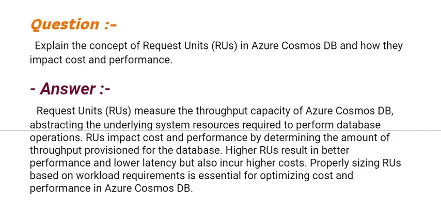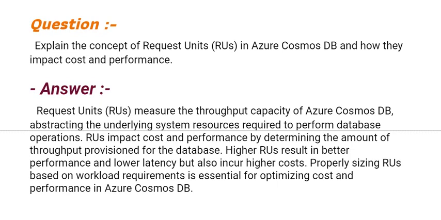Our next question is, explain the concept of request units (RUs) in Azure Cosmos DB and how they impact cost and performance. Your answer should be, request units (RUs) measure the throughput capacity of Azure Cosmos DB, abstracting the underlying system resources required to perform database operations.